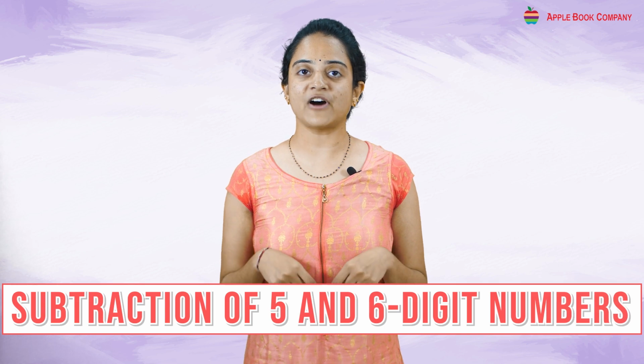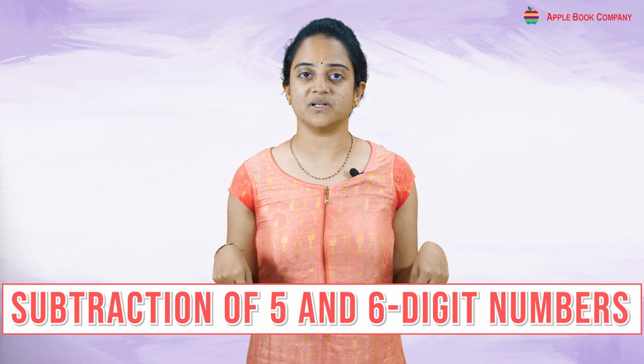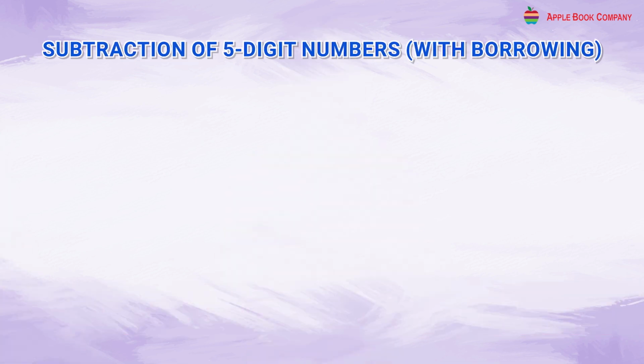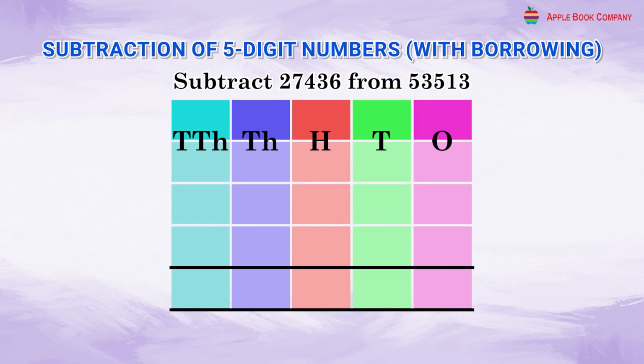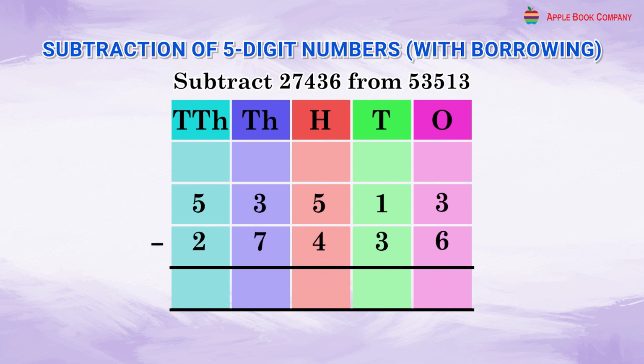Subtraction of 5 and 6-digit numbers. Subtraction of 5-digit numbers with borrowing. Subtract 27436 from 53513. Place the numbers in columns correctly.